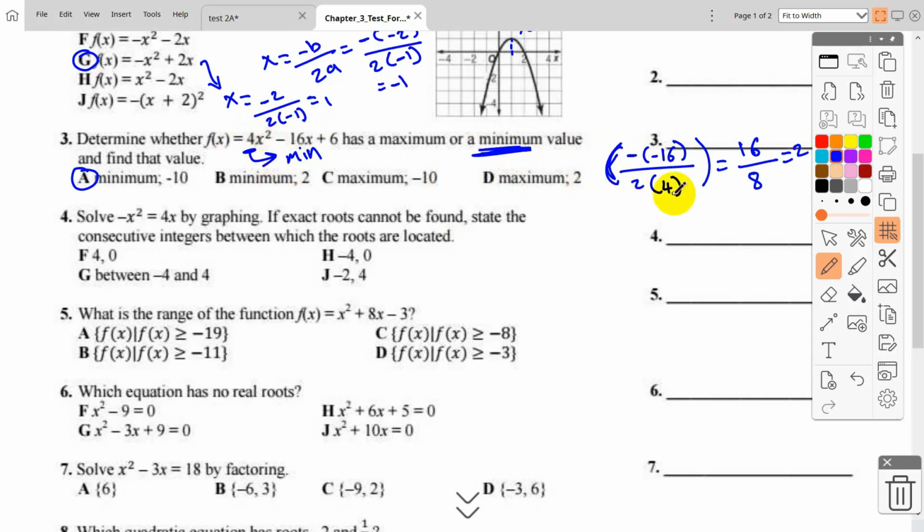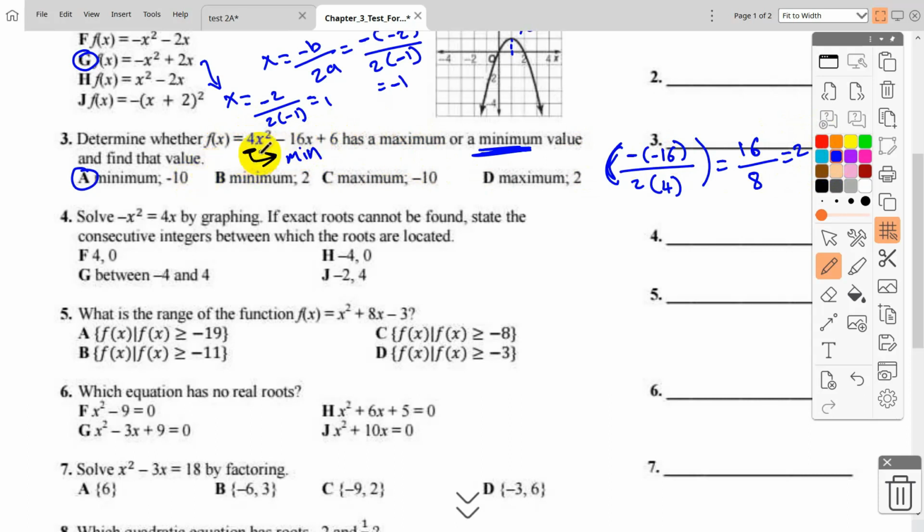A is 4, so 2 times 4. Negative 16, which is positive 16 over 2 times 4 is 8. 16 over 8 is 2. This is the x coordinate. Now I need the minimum value, which is to find the y coordinate. I'll find the y coordinate by replacing the x value in this f of x with 2. And we can do this using the calculator.